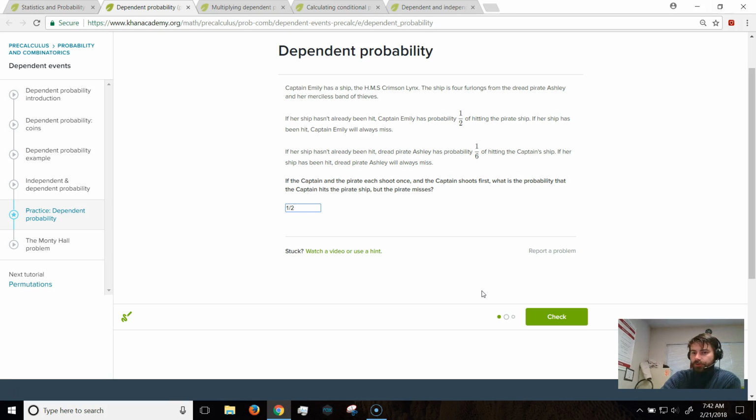So this throws off a lot of people. People are trying to multiply or add or do all kinds of weird stuff with these fractions based on previous assignments. But you really have to read what's happening and try to understand what they're describing. Captain Emily shoots first, and if she hits, Ashley, the pirate, will miss. So this is her chance of making that happen.